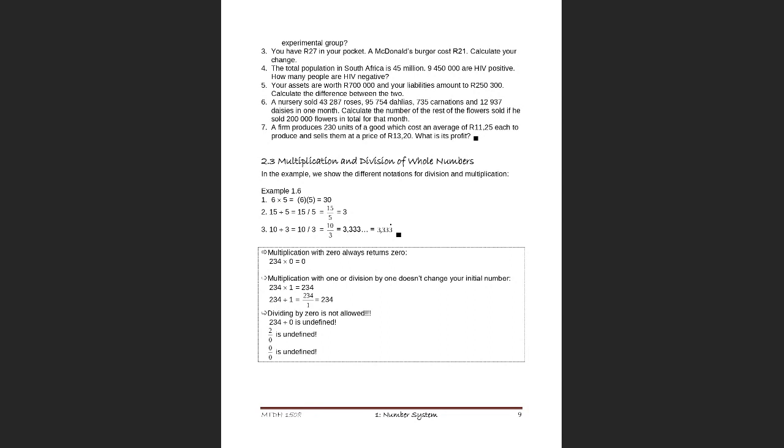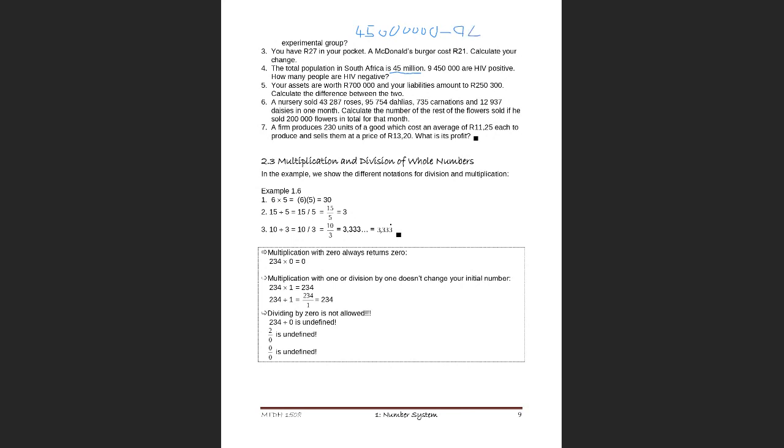Now, the next question says this. The total population in South Africa is 45 million. 9,450,000 are HIV positive. How many are HIV negative? So please, you have to do 45 million. A million has 6 zeros. So it will be 45 and 6 zeros. 1, 2, 3, 4, 5, 6, minus 9,450,000.